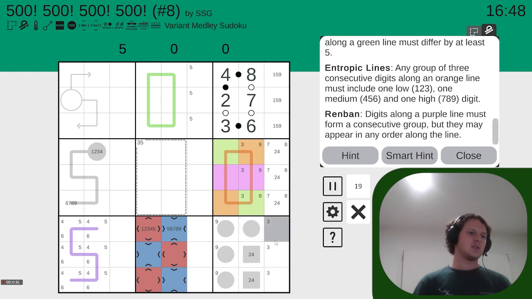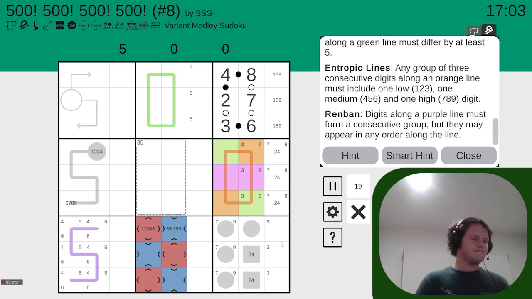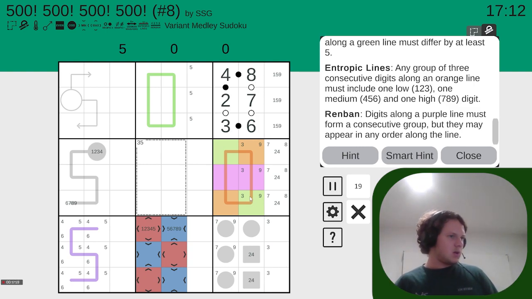Yeah. So since there's 5 odd digits between 1 and 9, 1, 3, 5, 7, and 9, and we've got 1 odd here, these 4 must be the other 4 odds. And this can't be a 7, so the 7 has to go over there. Sick. I don't think I know anything else about any of these.